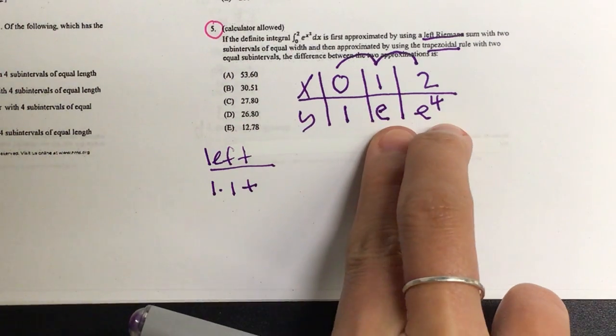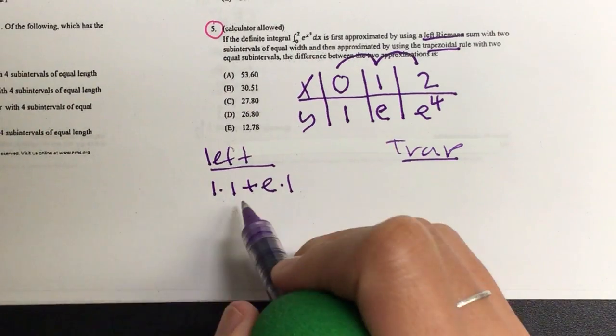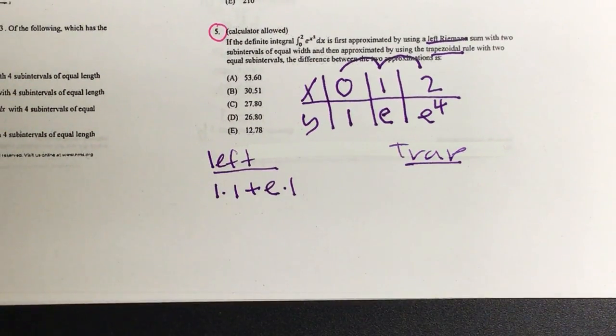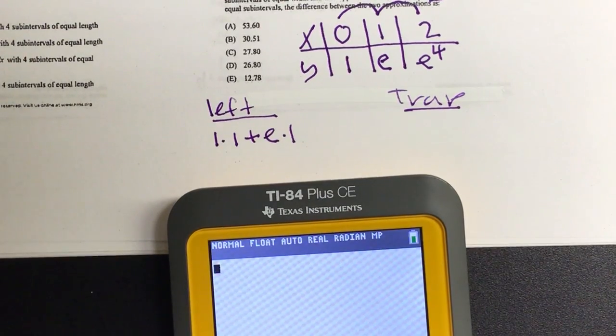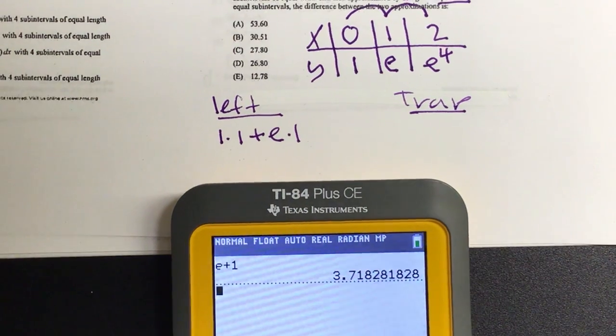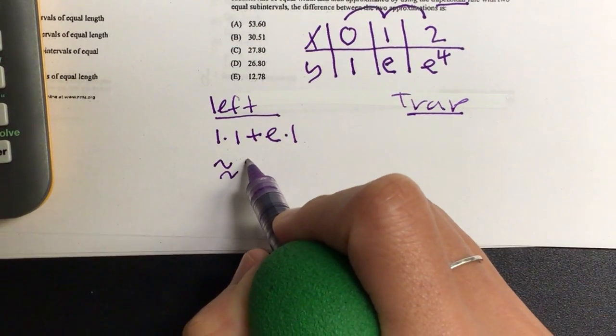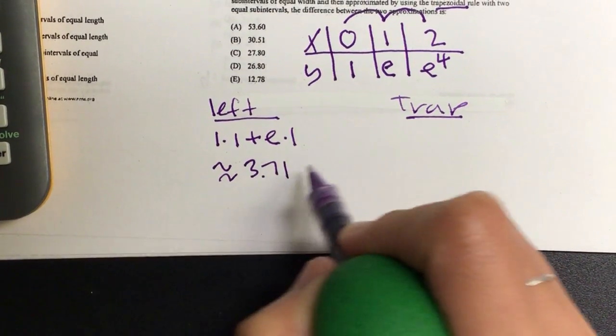Who is on the left between these two? e times 1. That's going to give us, since calculator's allowed, when I type this in, I know e is about 2.71, but let's actually type in the e. There it is, e plus the 1. And that's about, since the norm is 3 decimal places, 3.718.